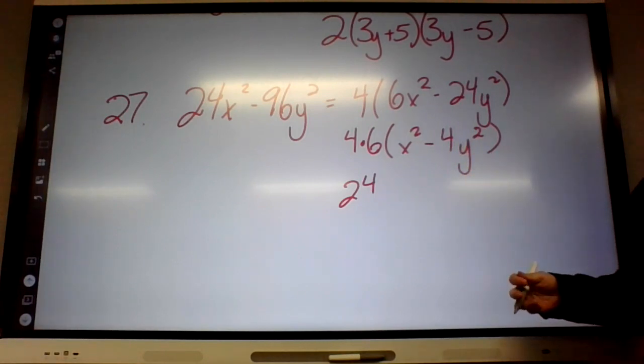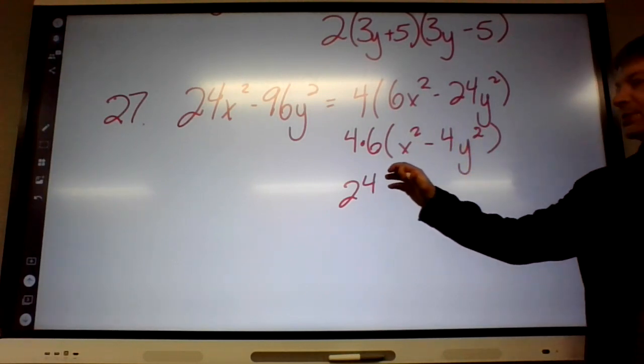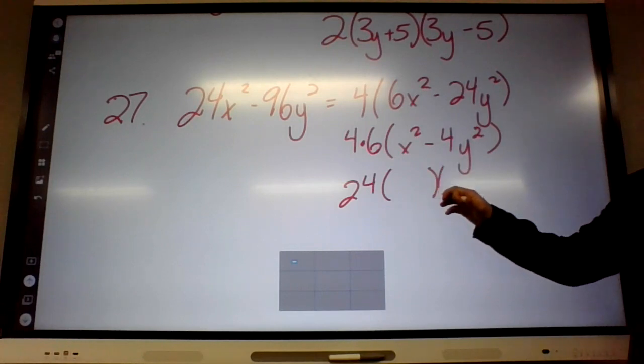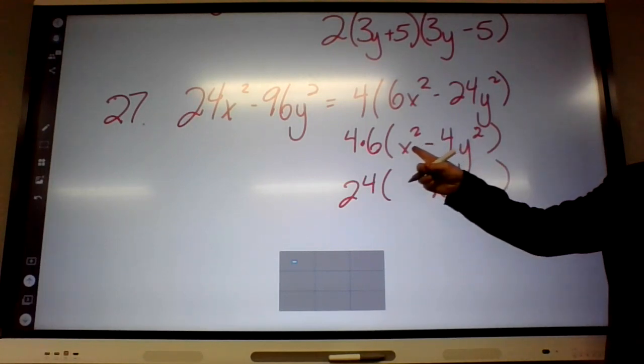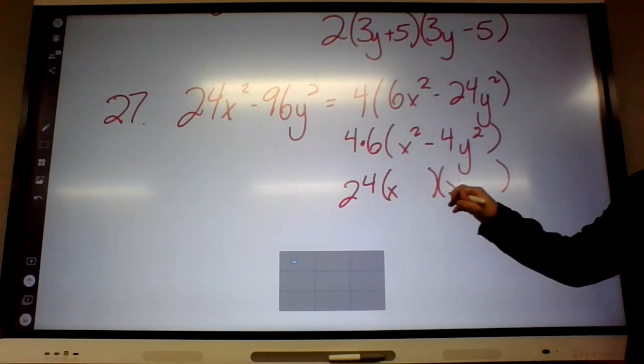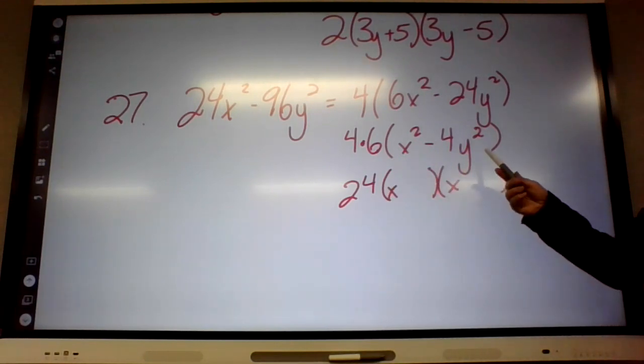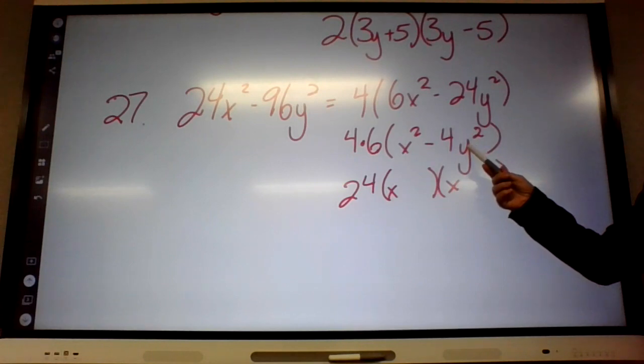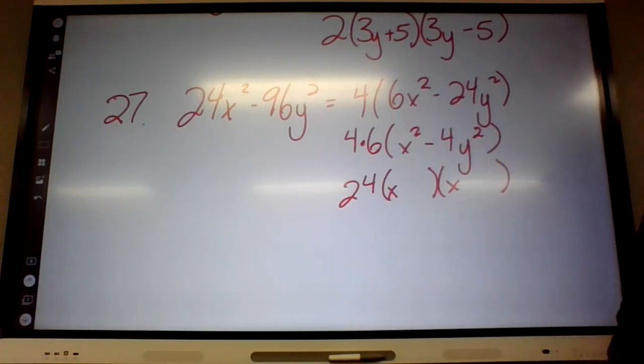All right, Lauren, can we do anything with this? Is it a square minus a square? Yes. Because what times itself equals this? X. So that goes there. And then what times what equals 4y squared? 2y and negative 2y.